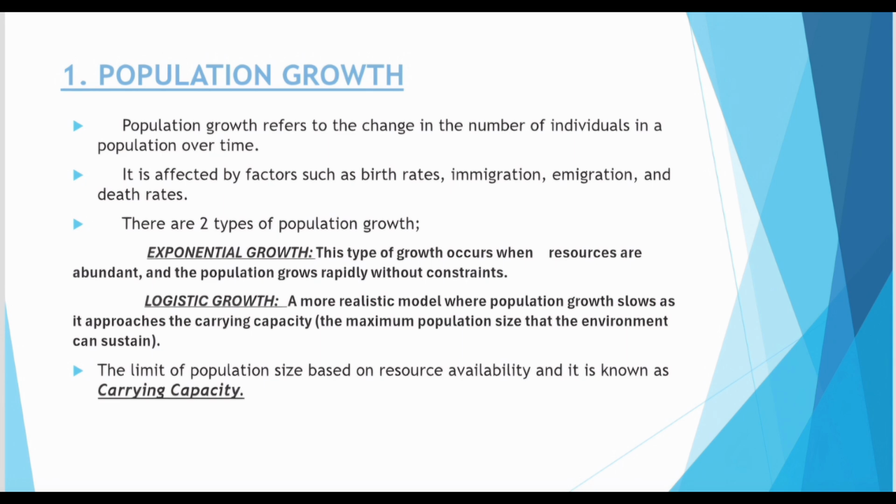There are two types of population growth we can see. They are exponential growth and logistic growth. What is exponential growth? Exponential growth is a type of growth which occurs when the resources are abundant and the population grows rapidly without any constraints. Coming to the second type of population growth, that is logistic growth, it is a more realistic model where population growth slows as it approaches the carrying capacity.